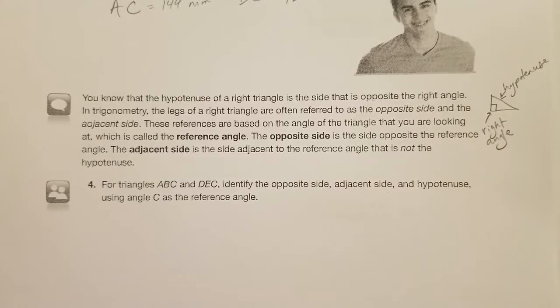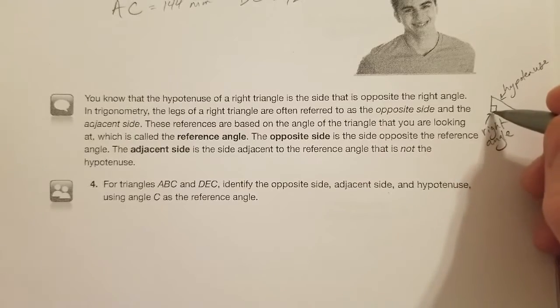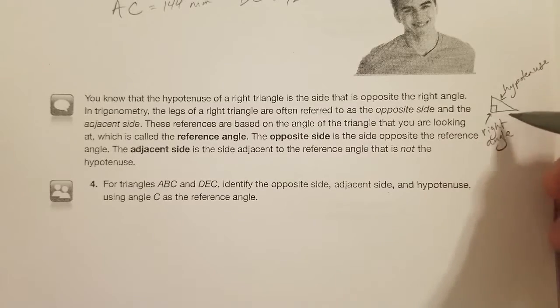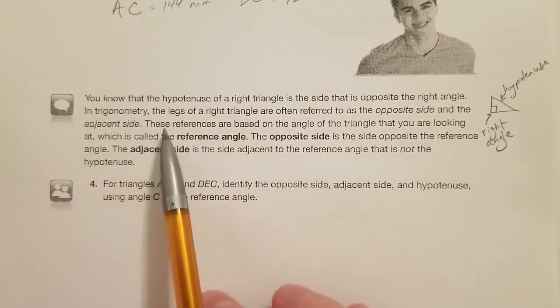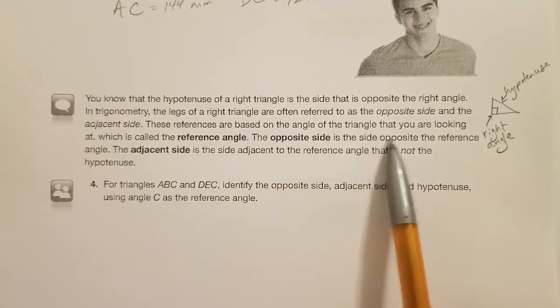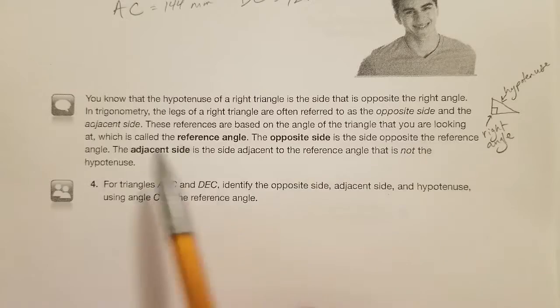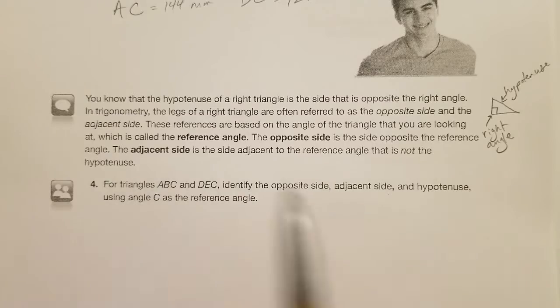In trigonometry, the legs of a right triangle are often referred to as the opposite side and the adjacent side. Okay, so it depends on what angle you're using. The opposite side is just the side that's on the other side of the triangle, and then the adjacent side is whatever is connected to it. These references are based on the angle of the triangle that you are looking at, which is called the reference angle. The opposite side is the side opposite the reference angle, and the adjacent side is the side adjacent to the reference angle that is not the hypotenuse. Okay, this is important. It cannot be the hypotenuse.